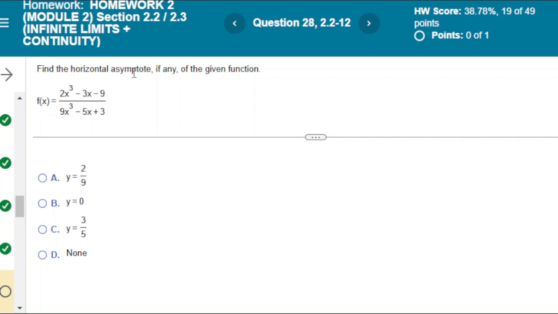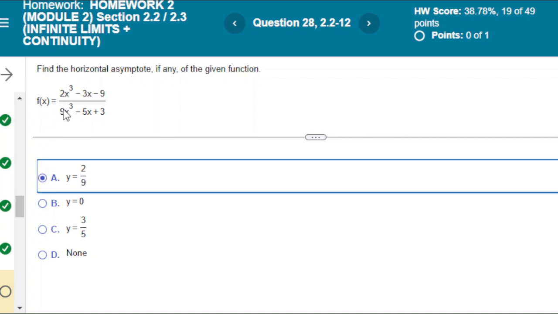What about this? Find the horizontal asymptote, if any, of this. Now, I'm glad it's asking about a horizontal asymptote rather than a vertical asymptote, because this one's going to be pretty simple. Notice we have a degree 3 polynomial here, degree 3 polynomial there, so we just look at those leading coefficients. So y equals 2/9 is going to be the horizontal asymptote. As we approach infinity or negative infinity, y equals 2/9, which is 0.2 repeating. That's going to be the horizontal asymptote.